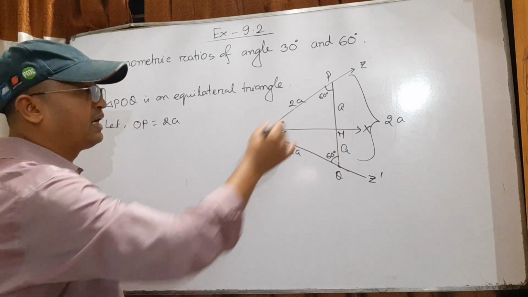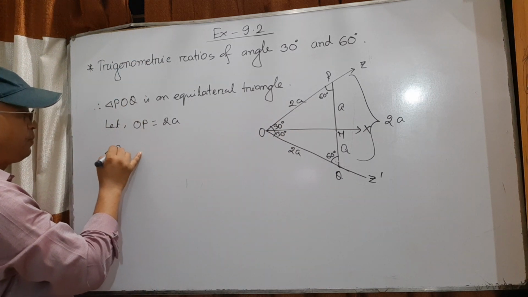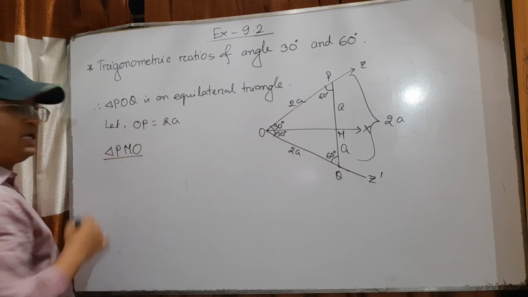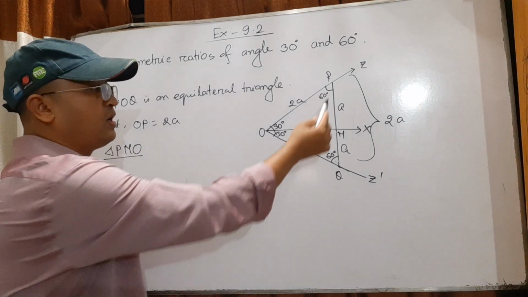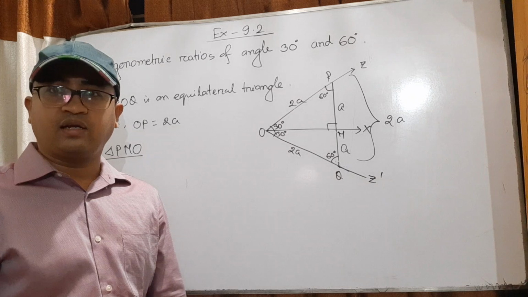Now come to the triangle PMO. This is a right angle, so this is a right angle triangle.